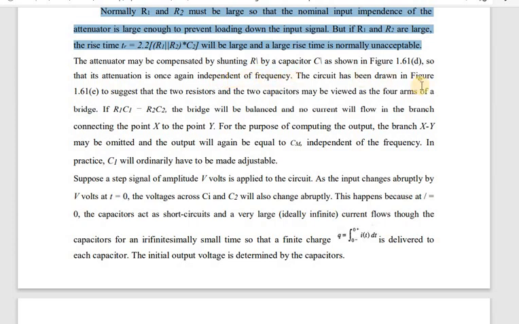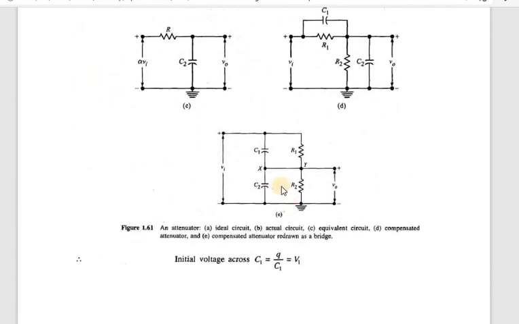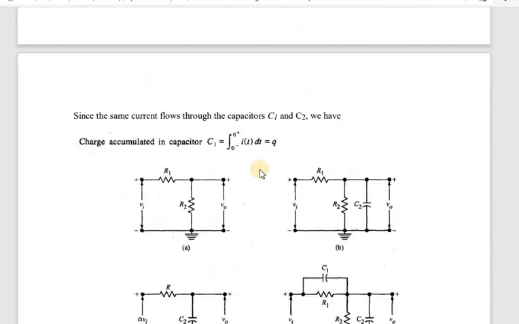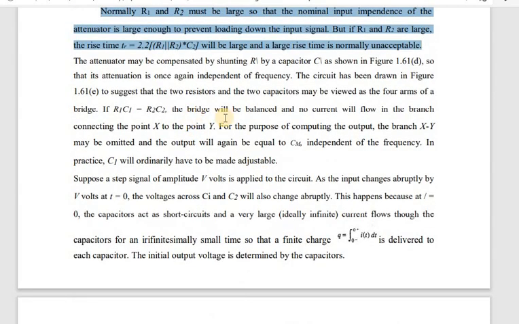So the circuit which is already shown suggests that two resistors and two capacitors may be viewed as the four arms of a bridge. And if R1 C1 equals R2 C2, the bridge will be balanced and no current will flow in the branch connecting point X and point Y, here to here. There will be no current flowing from point X to point Y.